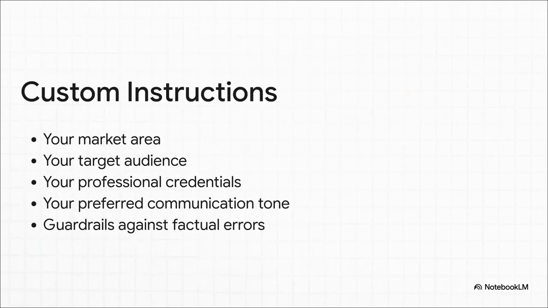So what do you actually put in there? Well, it's exactly what you tell a new team member on their first day. Things like your specific market area, who your target clients are, first-time buyers, investors, whatever. You can add your credentials, any awards you've won, and even your preferred tone of voice. Do you want to sound engaging or more persuasive? And this is important. You can also add guardrails. These are just rules to stop the AI from making stuff up, which is pretty crucial for staying accurate.